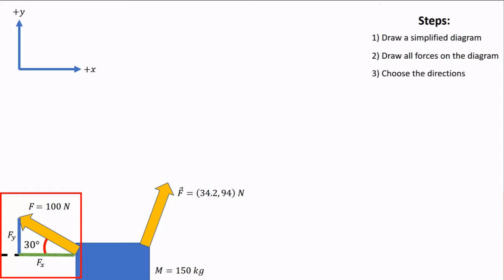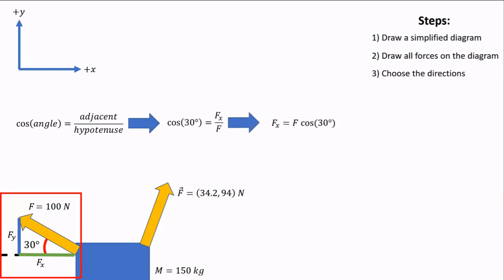This could also be done later if we wanted. To find the x component, we recall that cosine of an angle equals the adjacent over the hypotenuse. In our case, that would create this equation, since the adjacent is the x component and the hypotenuse is the magnitude, which we are given. Solving for the x component, we get this expression. Now, if we plug the values in, we find that we get a positive x component.